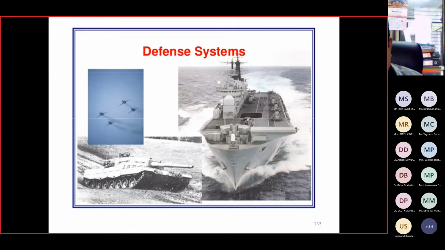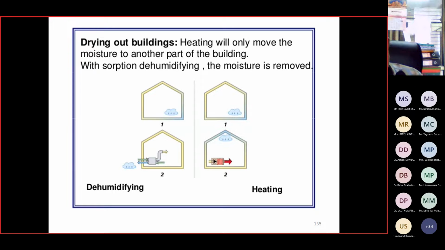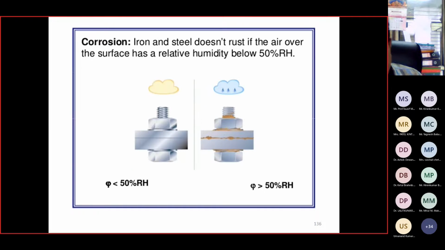Some defense systems also demand coating operations under dehumidified conditions. Bacteria will not be sustained if humidity is within a certain range, as we saw prior. When humidity is below 50, bacterial infiltration will be low. And here you see in this PPT, whenever humidity crosses 50% RH, you find greater infectants available with the moist air. Drying out buildings: it is very necessary to keep buildings dry so as to preserve the color, cosmetics, etc. of the building, furniture, etc.